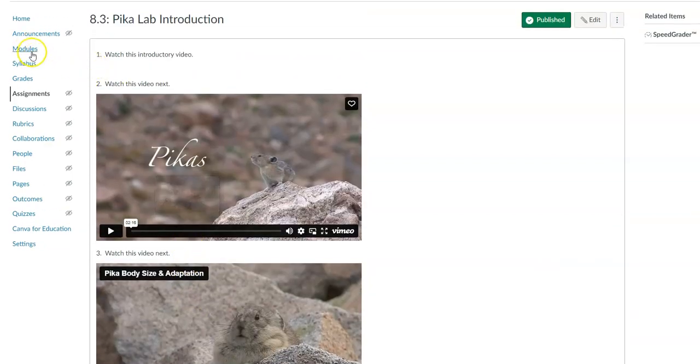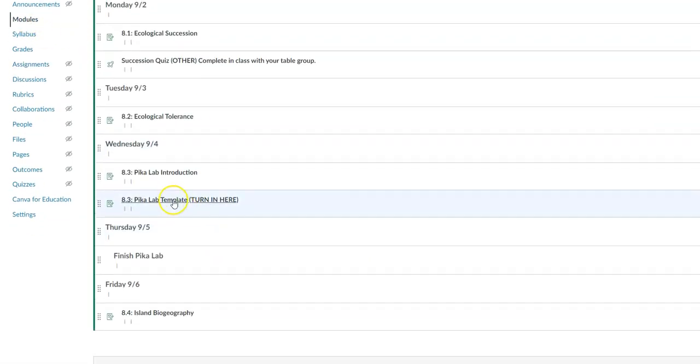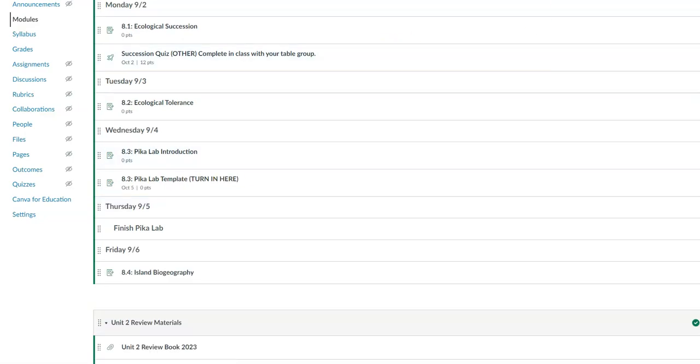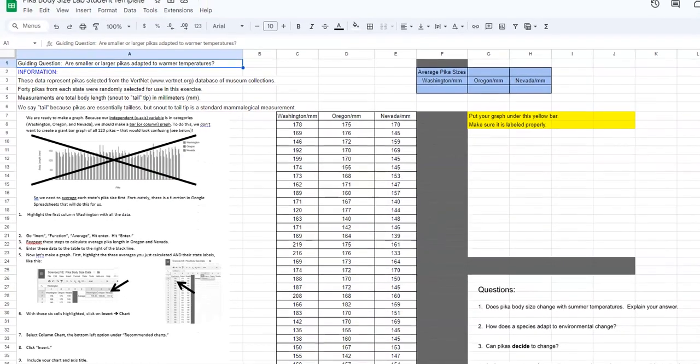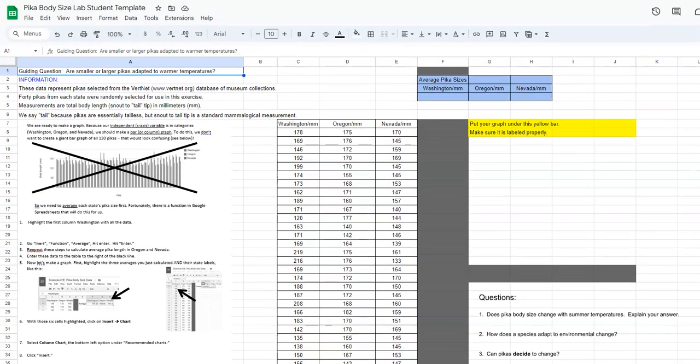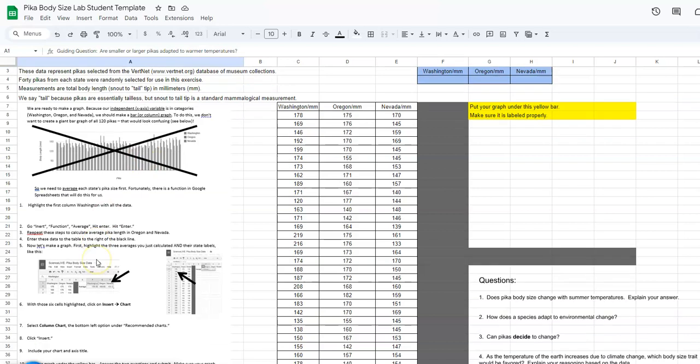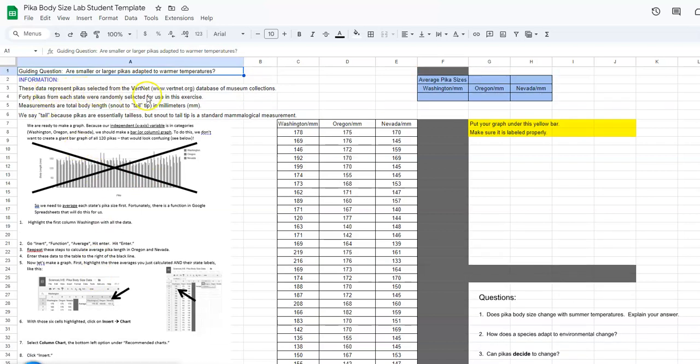So what we're going to do is go back over here, and you are going to click on your Pika Lab. Let me move this over so y'all can see everything. You're going to pull up your lab. It's going to look like this. They have already put instructions in here for you, and it's basically the only thing you need to know. Here are our guiding questions right here. Are smaller or larger pikas adapted to warmer weather? We're going to get real specific here, and you're going to determine by looking at your data which pikas are adapted to warmer weather.